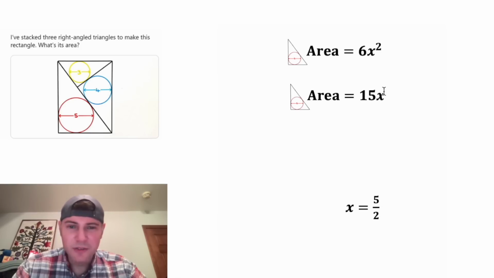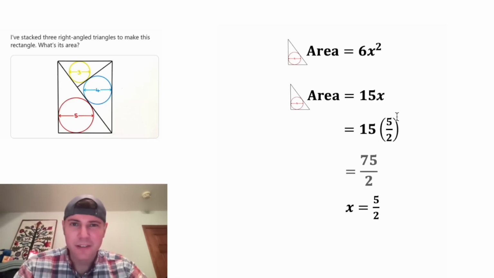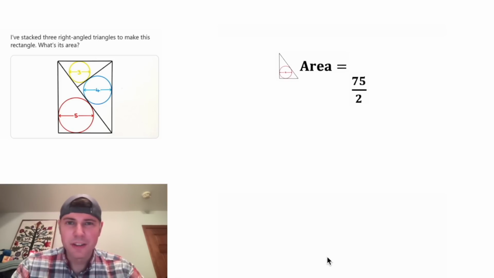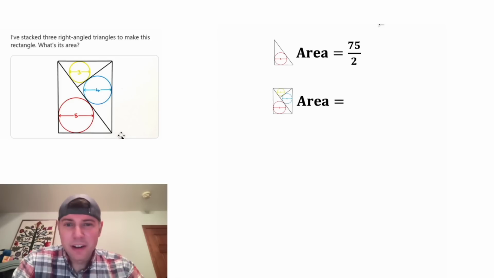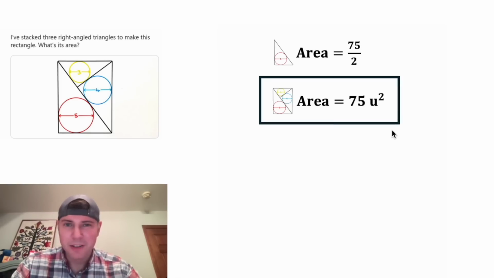Let's substitute this 5/2 in for this x. So we have the area is equal to 15 times 5/2. And then 15 times 5 is 75, so this becomes 75/2. This is the area of our larger triangle. Let's clean this up a little bit and smush everything together. And now we can find the area of our entire rectangle. The area of this rectangle will be double the area of this triangle, and double of this is 75. Let's give it a label of units squared and put a box around it.